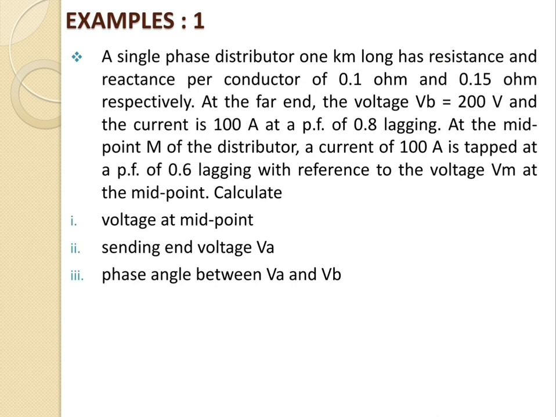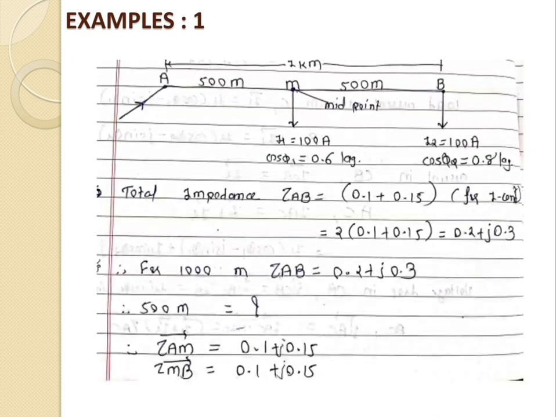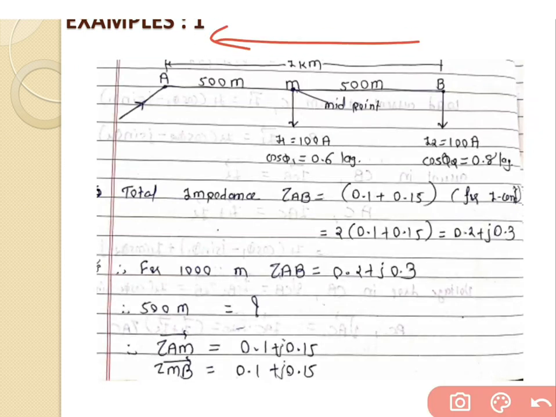So based on the given data, the resistance and reactance are given as 0.1 and 0.15, and the length of the distributor is 1 kilometer long, which is given in the problem. Based on that, try to make a figure. The length of the cable is 1 kilometer, the distributor is named AB, and there is one more point at the midpoint, which is given by M.